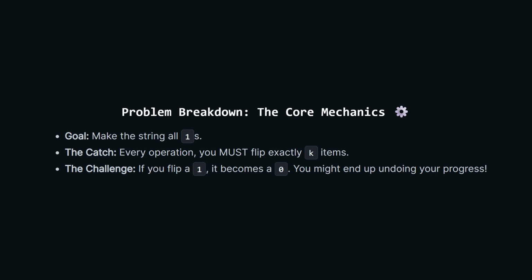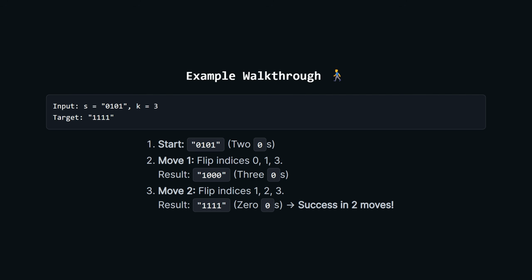If k is large, and you only have one 0 left to fix, you're forced to also flip a bunch of perfectly good ones back into zeros. It can feel like taking one step forward and 2 steps back. Let's look at an example.